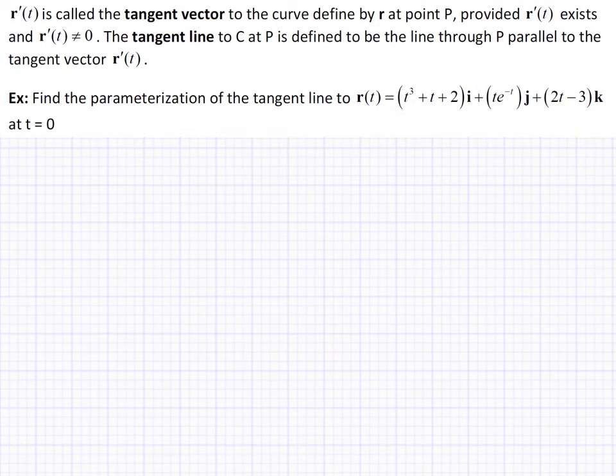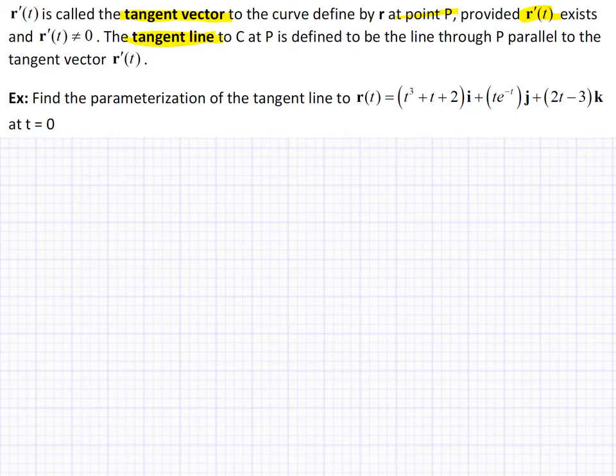So here we go. We've got r prime, which is called the tangent vector. It's a vector that's tangent to the curve at a particular point, so it's tangent to the curve r at point P. R prime of t existing is one of the requirements, because obviously for the tangent vector to exist, r prime has to exist. We also require r prime to not be 0, so it's not the zero vector. What we're basically going to get is a vector that's parallel to the tangent line.